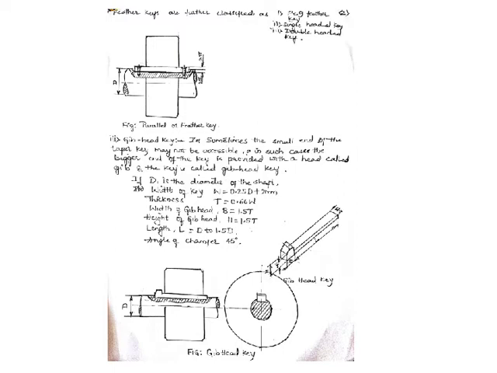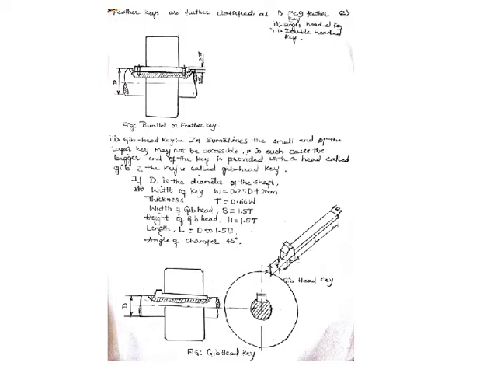Coming to the third type of key, that is a gib head key. Sometimes the small end of the taper key may not be accessible. As we discussed, the first type of key is the taper key. As the taper key has taperness, we have 2 distinct ends: one is the small end, the other is the big end. Sometimes this small end may not be accessible, and in such a case the bigger end of the key is provided with a head, and that head is called a gib. That's why such keys are called gib head keys.